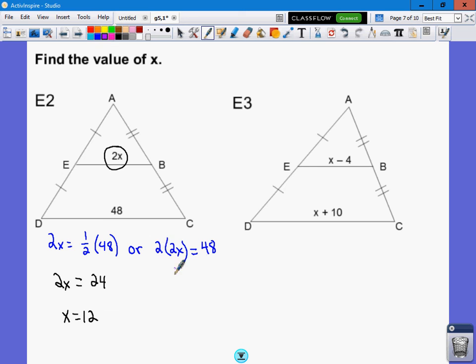2 times 2x is 4x. And I divide both sides by 4 and get x equals 12. There are times when I use this concept of a half, which is the same as dividing by 2. But there are times where I think it's easier to multiply by 2. Just depends on where they give you information. Do they both help every time? Oh yes, both would work every time.